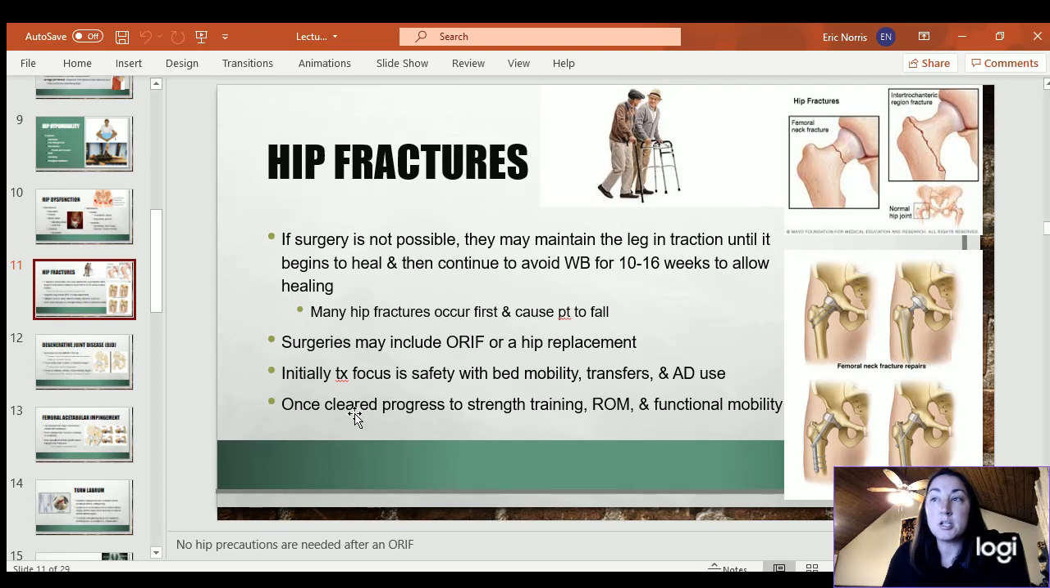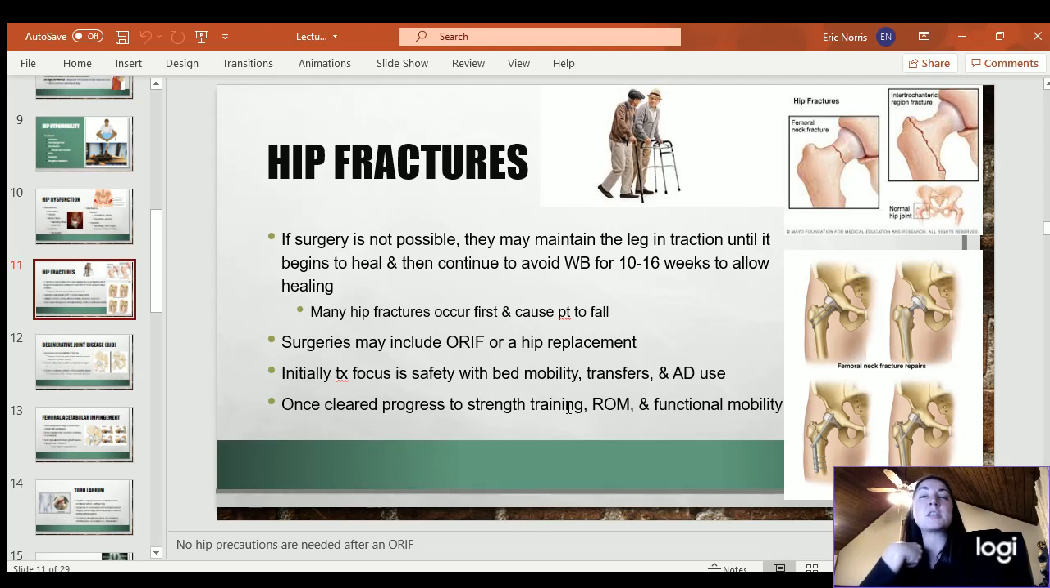And then once they are cleared by the surgeon, so typically they'll have a certain amount of time that they have weight-bearing precautions and possibly hip precautions, but once they're cleared, then you would begin some strength training, range of motion, functional mobility, and initially you can start some isometrics, like glute sets, quad sets. You can start ankle pumps. Ankle pumps we typically start right away to keep the circulation going, to decrease the likelihood of getting a blood clot, a DVT. So some of those mobility type exercises you can start right after surgery.